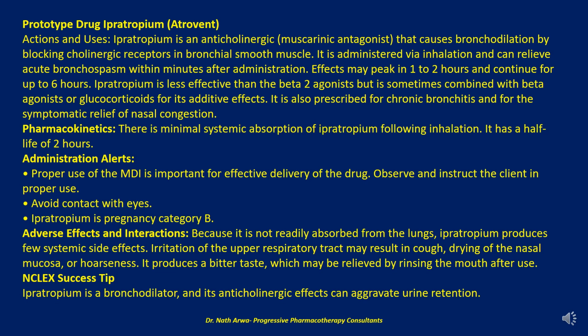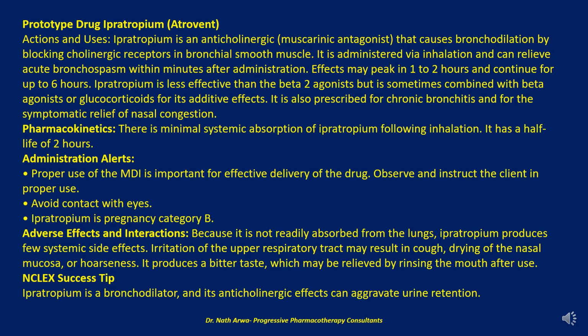Next we will discuss a prototype drug, ipratropium, marketed as Atrovent. Regarding its actions and uses, ipratropium is an anticholinergic, muscarinic antagonist that causes bronchodilation by blocking cholinergic receptors in bronchial smooth muscle. It is administered via inhalation and can relieve acute bronchospasm within minutes after administration. Effects may peak in 1 to 2 hours and continue for up to 6 hours.